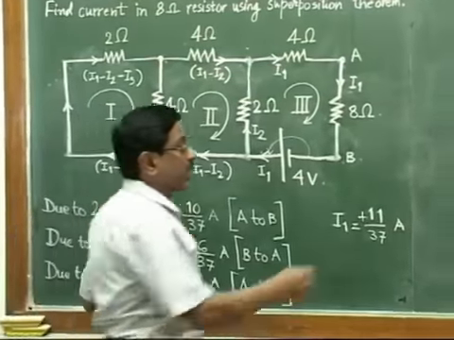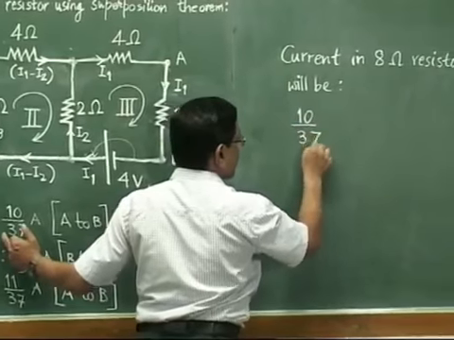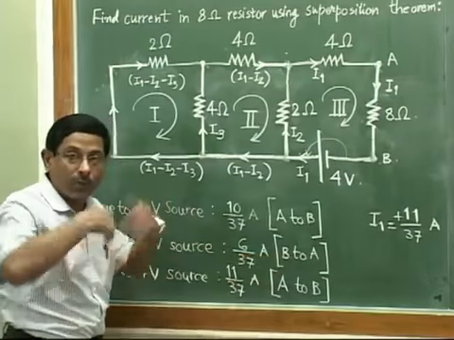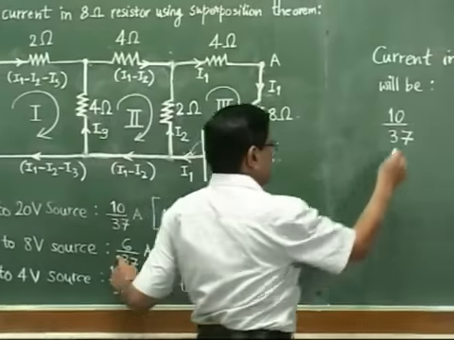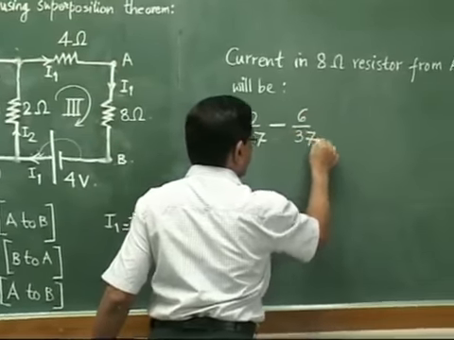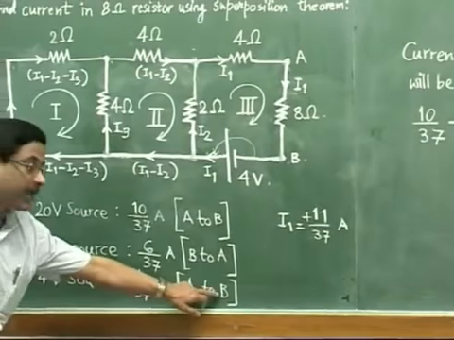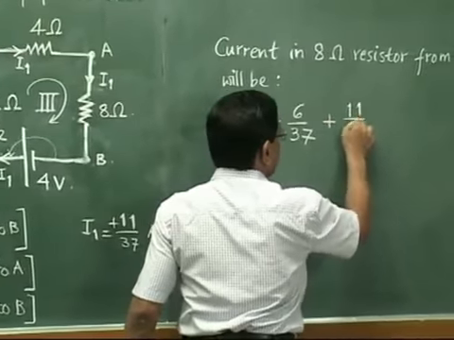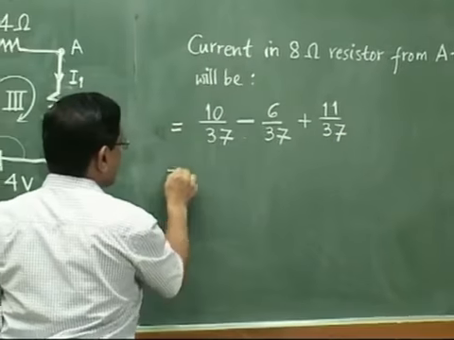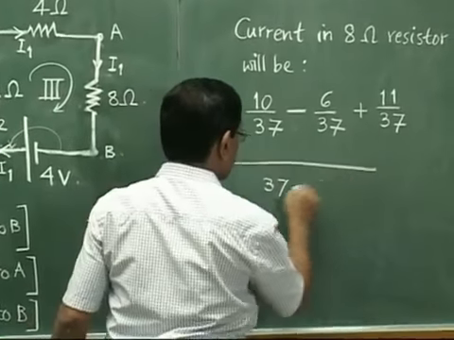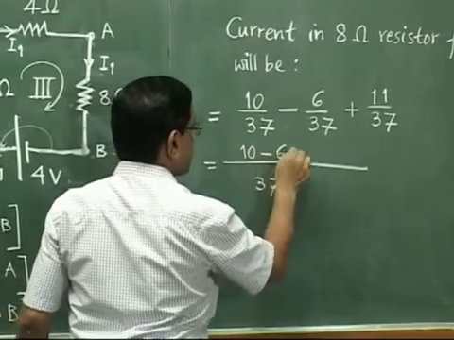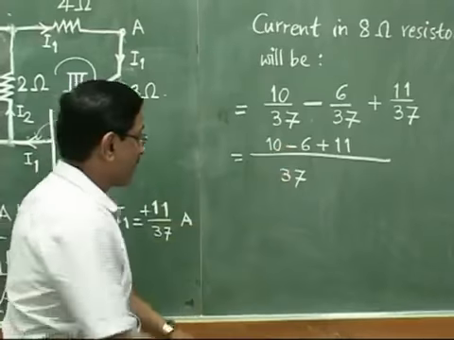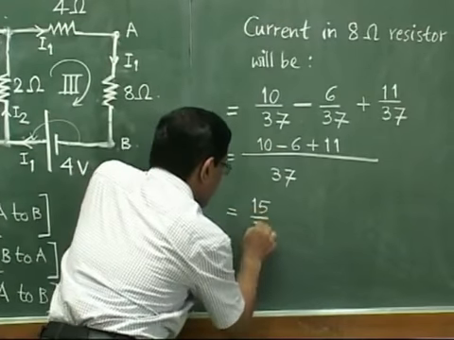So A to B first value was 10 by 37. Okay. Now this second value was B to A and 6 by 37. So what would be the A to B value? Just a negative value. So minus 6 by 37. And then the third result is itself again A to B. So no need to change the value. So plus 11 by 37. And let us see what we get here. 37, 10 minus 6 plus 11. So what do we get? 10 plus 11 is 21. 21 minus 6 is 15. So you get 15 by 37 ampere.